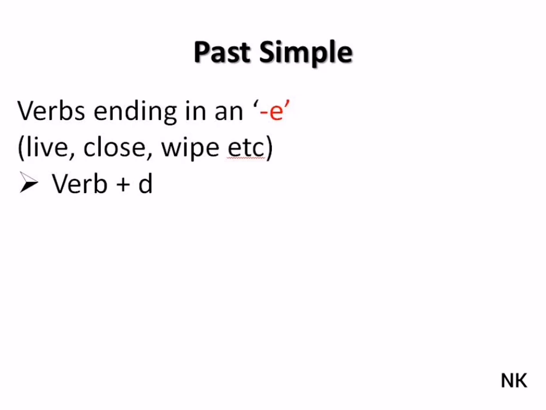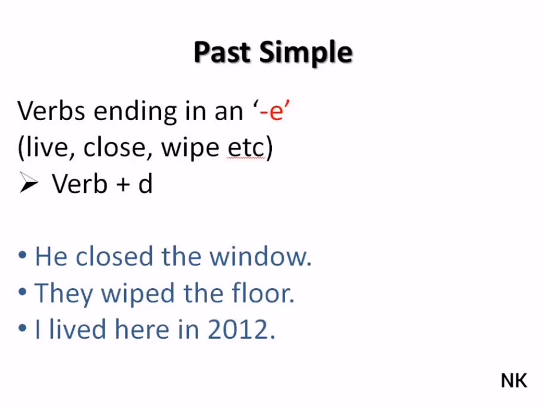and wipe. With these verbs, we use the infinitive form of the verb, but we only add a d. For example, he closed the window, they wiped the floor. I left her in 2012.